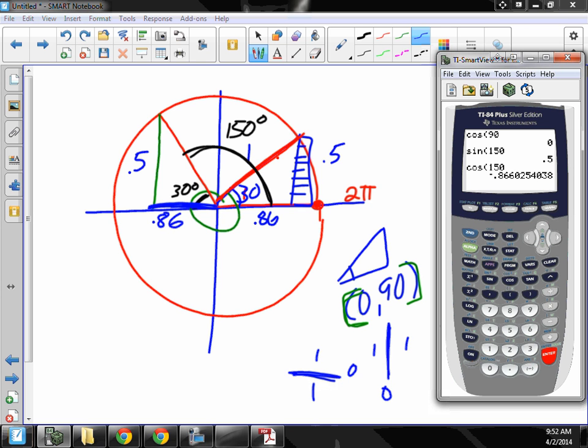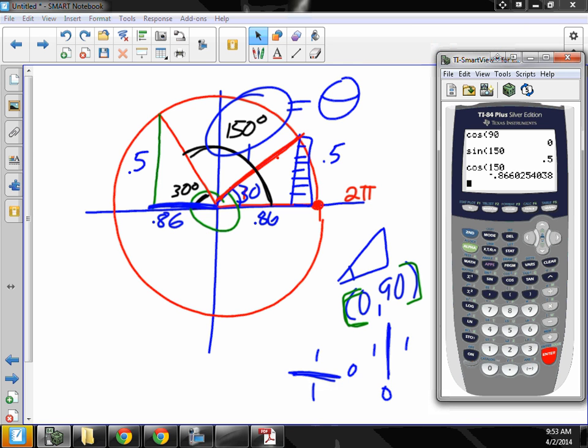Okay, so we have two angles to look at. The angle measured in standard position is called theta. So this 150 is theta. Okay, but when theta gets bigger than 90 degrees, the triangle kind of destroys itself. So what we do is we create this smaller angle, which is called a reference angle.